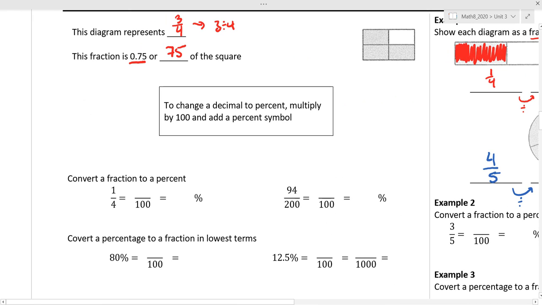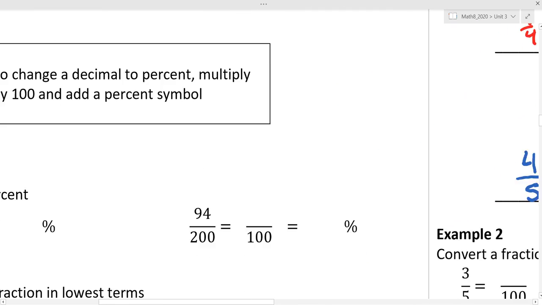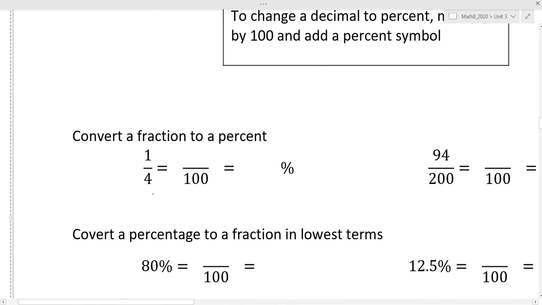Now, last day, we said that a percentage is just a special fraction because it means out of 100. So instead of writing the fraction 1 over 4 like we did here, how do we write it as out of 100? If we had 1 over 4, it'd be 25 over 100. So now there's two ways to approach this. We want to turn the 4 into 100.